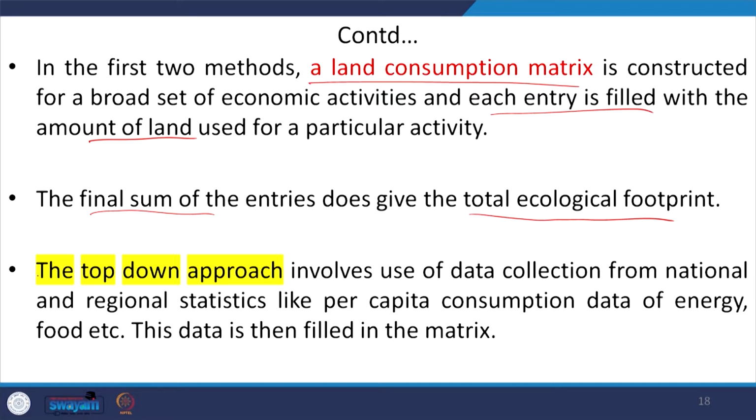In the first approach, that is the top down approach, we are involving data collected from different agencies or statistical units like national and regional statistics. For example, we can take into account the per capita consumption data of energy or food, for preparing this ecological footprint by taking into account all these sub ecological systems. And then all this data collected will be filled in the matrix, because it is expressed in terms of the area of land that is required for these economic activities.